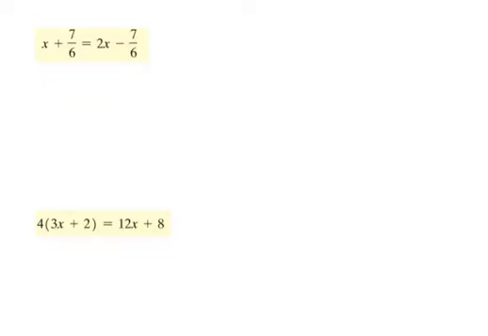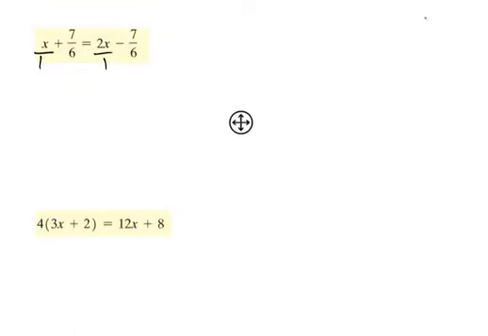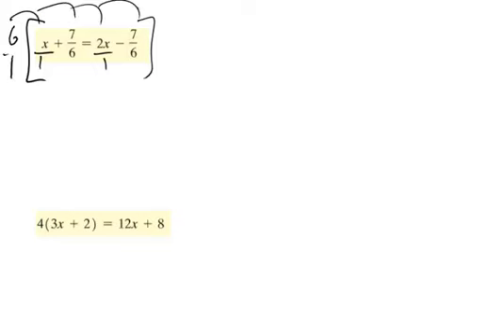All right. So my next problem here, x plus 7 over 6 equals 2x minus 7 over 6. Again, I'm going to think of my x as x over 1 and 2x over 1. And so now I'm going to go ahead and multiply everything by my common denominator, which is going to be 6. So 6 over 1.